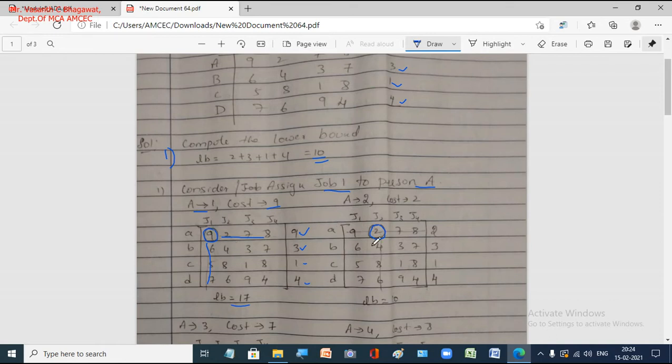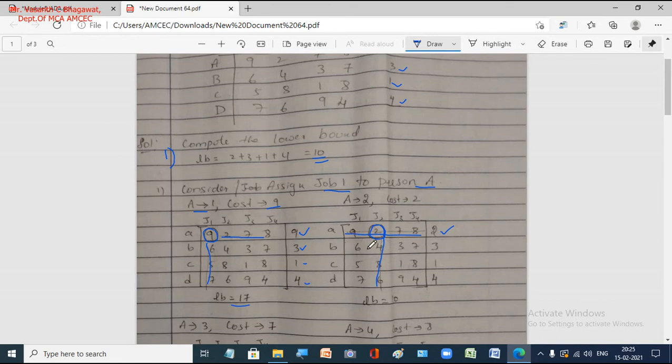Now you will assign the second job and find the lower bound. So you assign the second job to A. If you assign the second job to A, what is the cost for this? It is 2. So we will write down 2. Since you have assigned this, now you strike off this particular row and you are going to strike off this entire column, right?